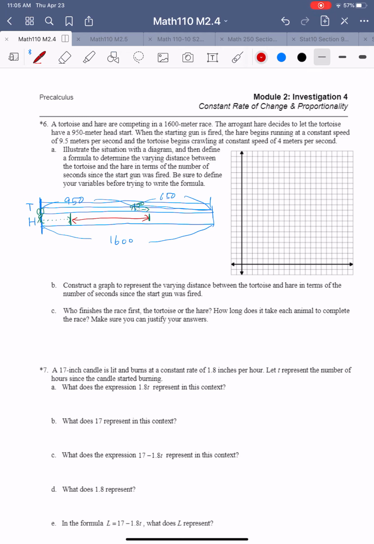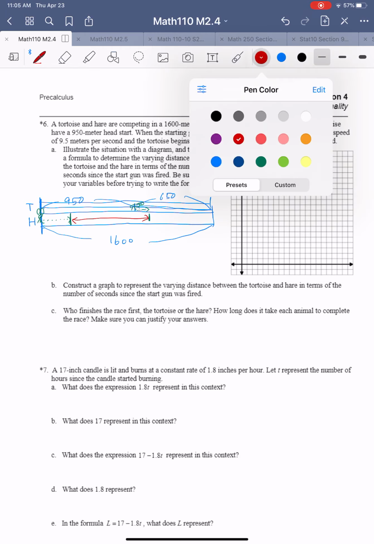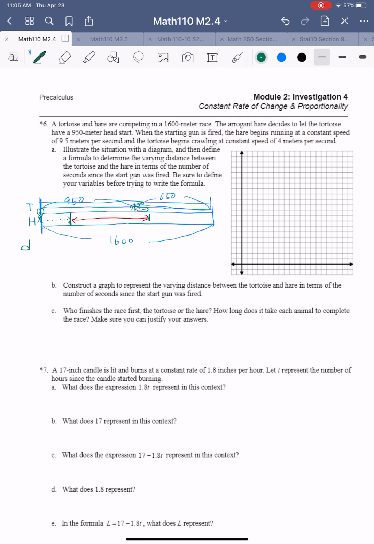Okay, so whatever distance between them. So the tortoise's distance is actually 650 minus 40t, and the hare's distance is 1600 minus 90t. But we are looking for the distance between the tortoise and the hare. So what we need to do is subtract the tortoise's distance from the hare's distance.